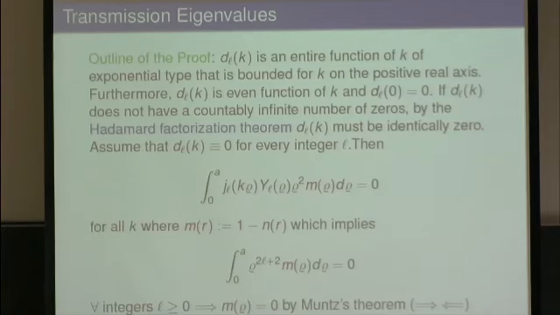And M here is always 1 minus n. And then if you let k go to 0, you get this identity for every integer L, and therefore by Münch's theorem, M must be identically 0. And so that proves it. So it's just a very simple proof to show there exist transmission eigenvalues in this case.